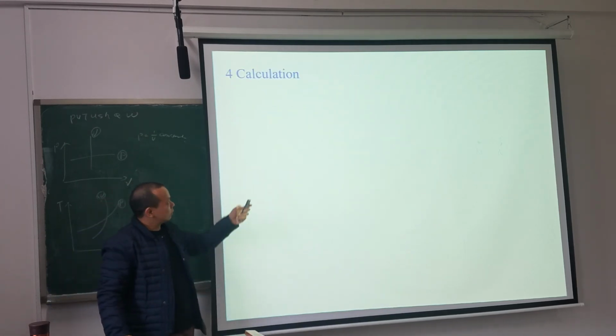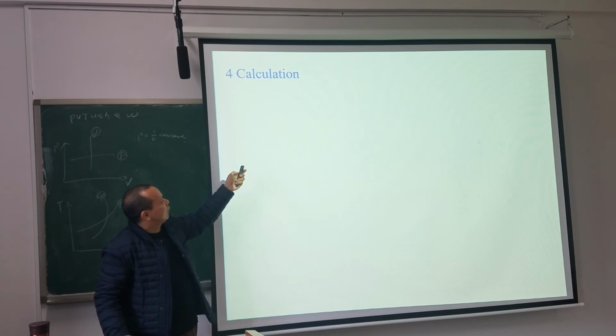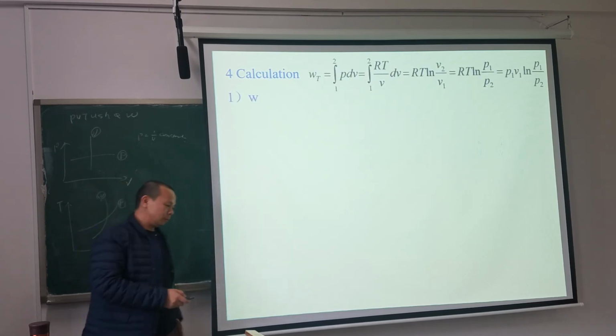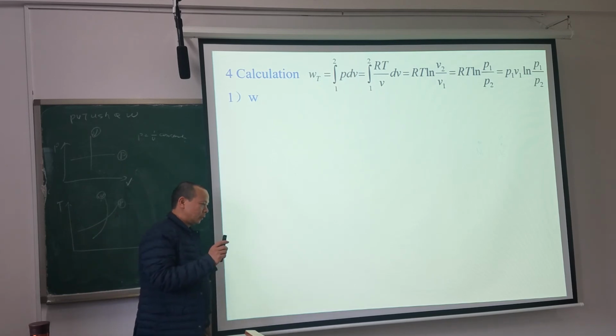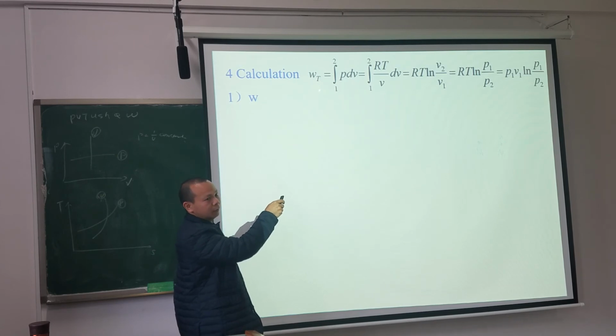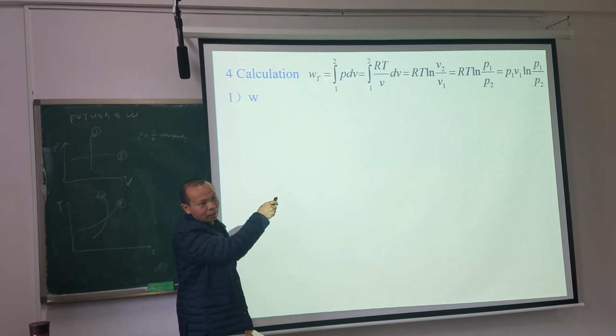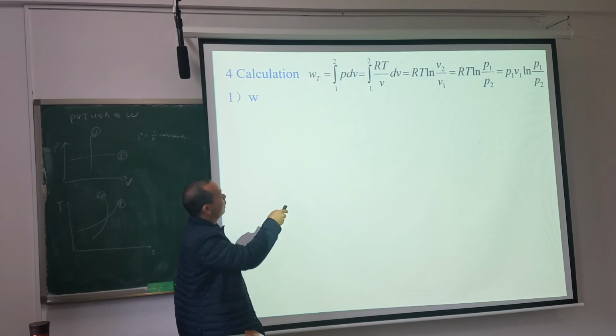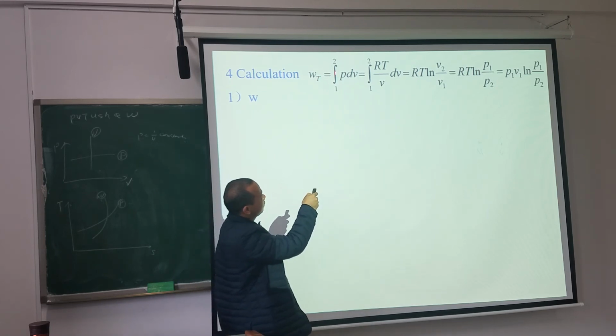Now, next, let's try to calculate the W. Notice here, the T, this T, means the temperature, not the technique. Okay, so this WT is the expansion work, not the technical work, because here is a big T, and now we can calculate like this one.